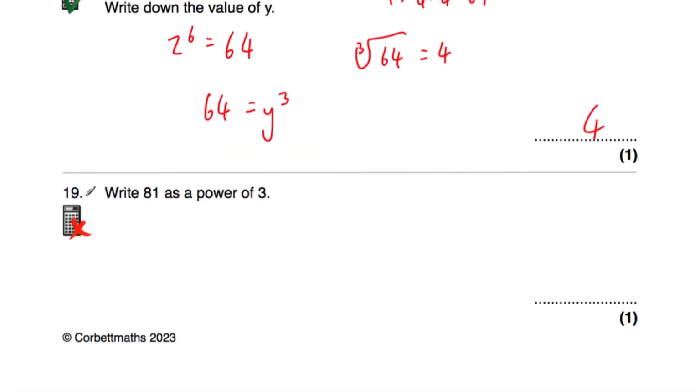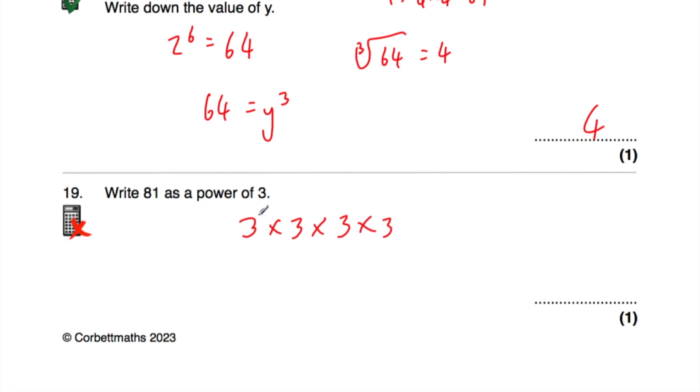Okay, let's have a look at our next question, question number 19. Question number 19 says, write 81 as a power of 3. So let's consider the powers of 3. We've got 3, well, that's not equal to 81. Times 3, well, 3 times 3 is 9, that's not 81. Times 3, that's 27, that's not 81. Times 3 again, that's equal to 81.